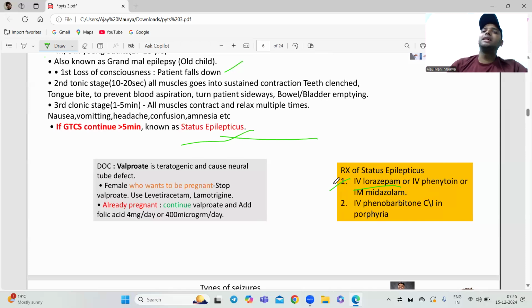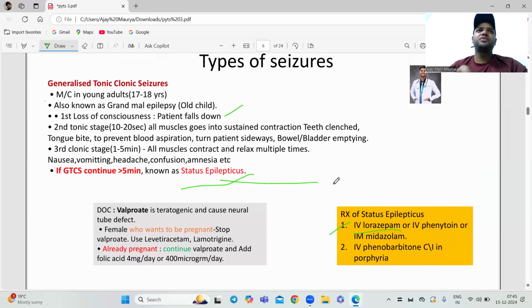And also remember that IV phenobarbital is contraindicated in the porphyrias. What is the first drug of choice for the GTCS? It is valproate. Valproic acid is the first choice. But you know what? Valproic acid is most teratogenic, and also causes NTD, neural tube defects.